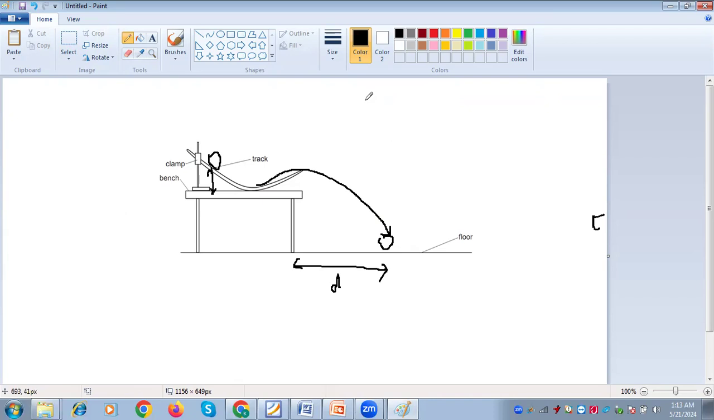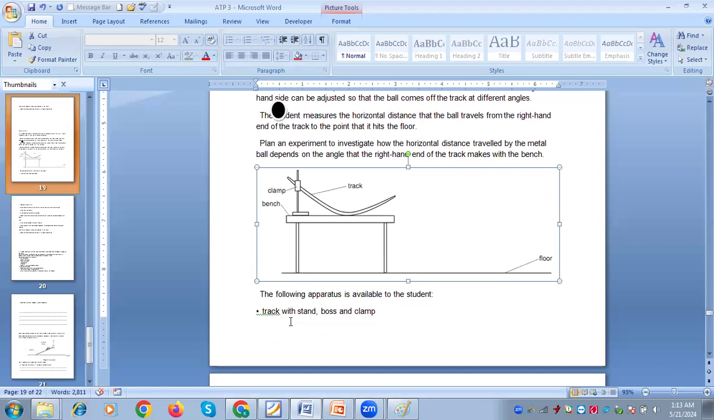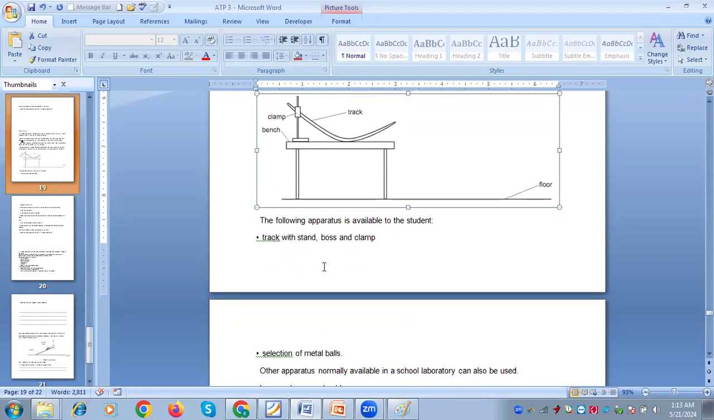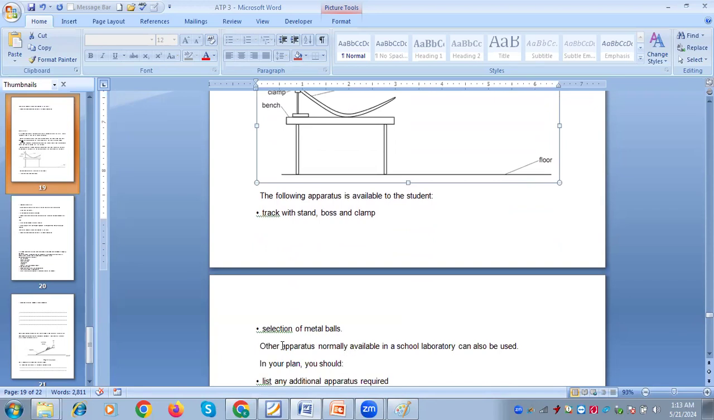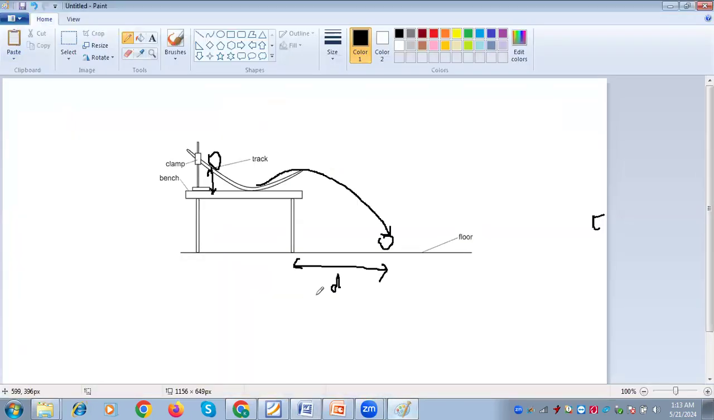You will need what apparatus you will take here. Let me first see which sets of apparatus they have already provided. Track, withstand, boss, and clamp. This is given metal balls. Okay, and rest of the things are not mentioned. So it means we have to choose more suitable apparatus for this purpose. So in order to note down this vertical height, you need a ruler, and a measuring tape to note down the range.